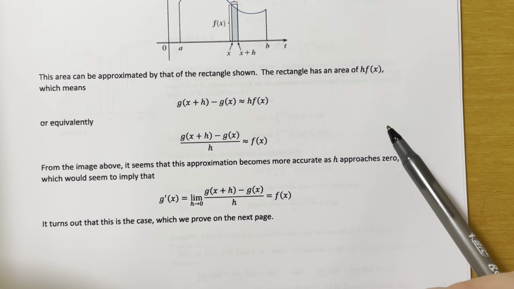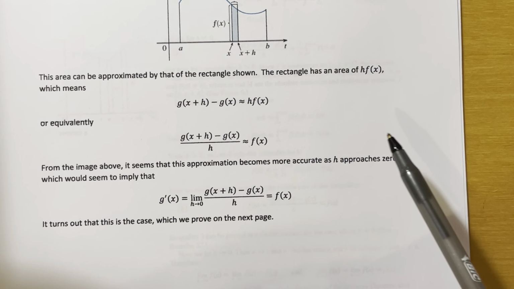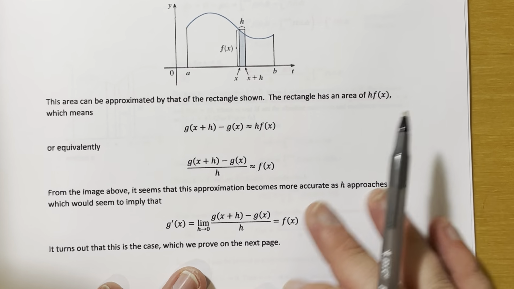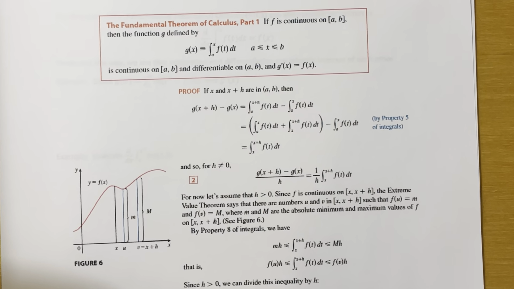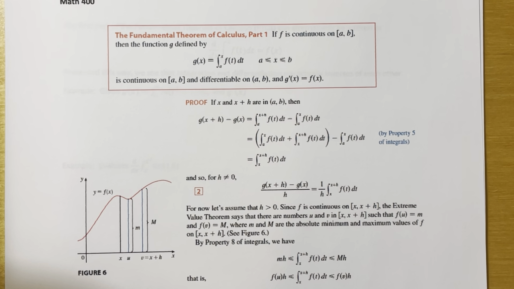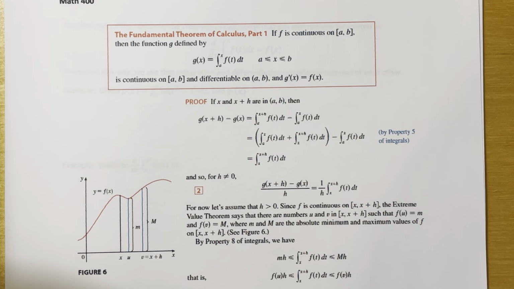The t gets replaced with an x at that point. We didn't prove that, we just provided an intuitive argument for it, and so we're going to prove that on the next page. And this is what we call the first part of the fundamental theorem of calculus, or FTC 1 for short, fundamental theorem of calculus part 1.